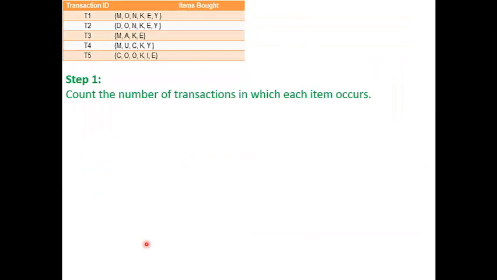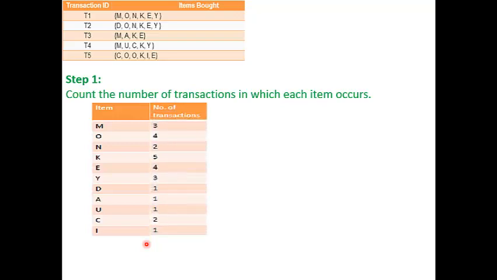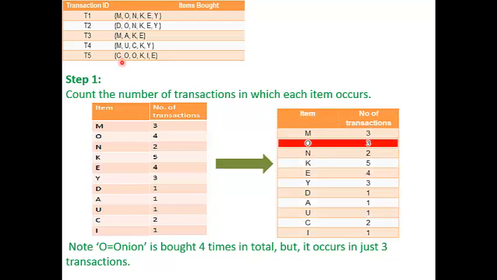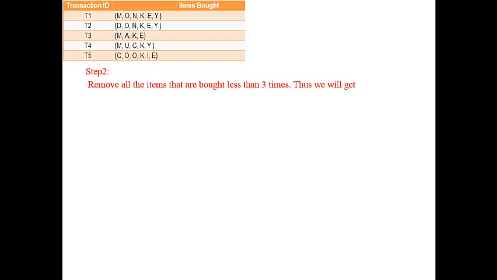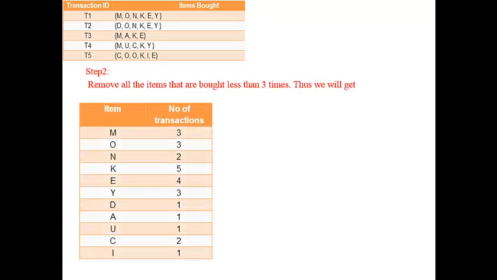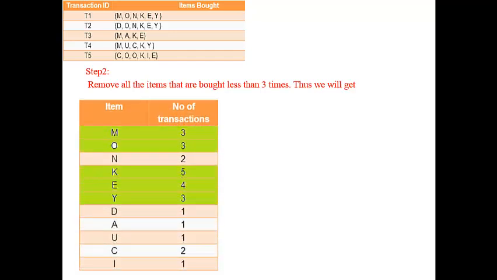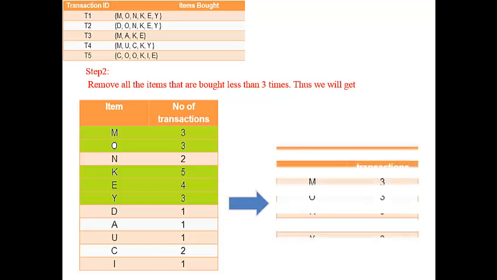Step 1. First, find all the unique elements from the dataset and then compute their frequency. Here O occurs 4 times but it appears only in 3 transactions, T1, T2 and T5. So we correct 4 to 3. Step 2. Now apply the assumption by removing all the elements which occur less than 3 times. So we consider M, O, K, E, Y and the rest are all discarded.